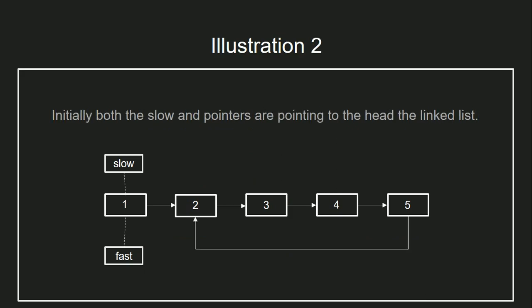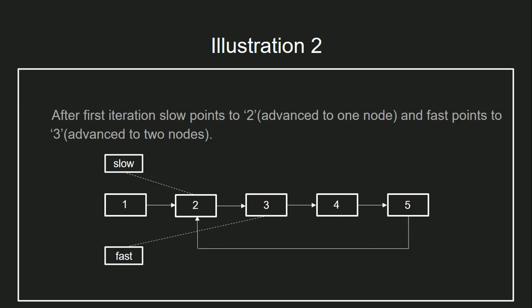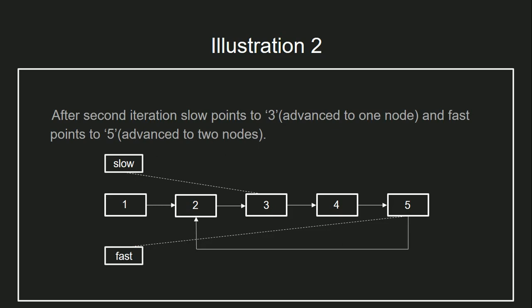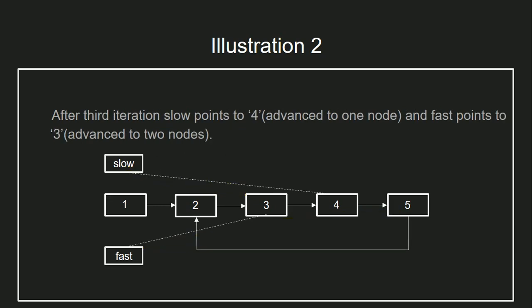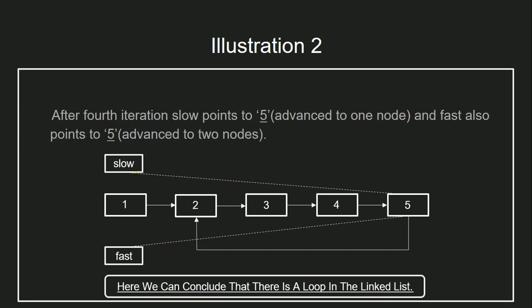Now let's take a list having a loop and illustrate the same. Now the slow pointer and the fast pointer are pointing to the head, that is 1. After the first iteration, slow will be pointing to 2 and fast will be pointing to 3. After the second iteration, slow will be pointing to 3 and fast will be pointing to 5. After the third iteration, slow will be pointing to 4 and fast will be pointing to 3. Now after this iteration, both the slow and fast pointers will be pointing to 5. Hence we can conclude that there is a loop in this list.